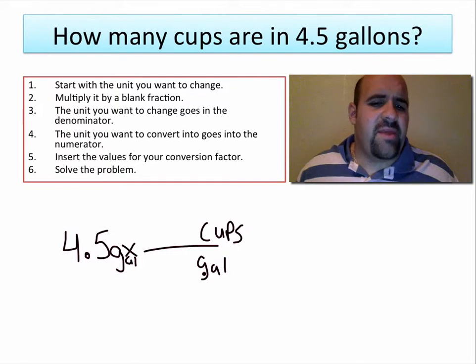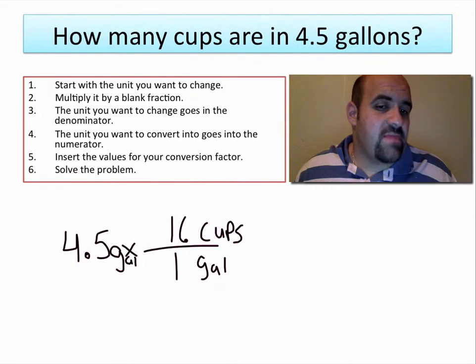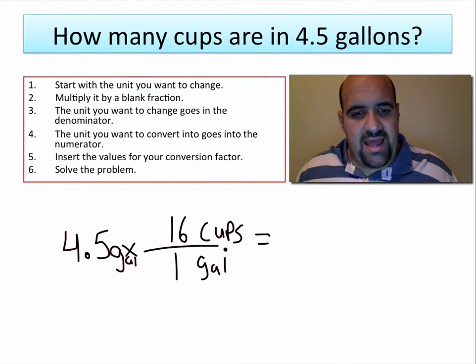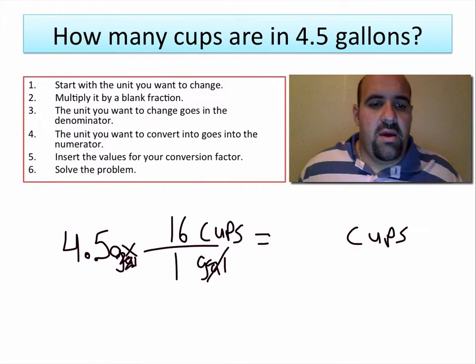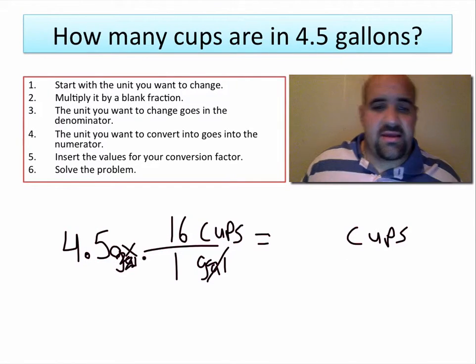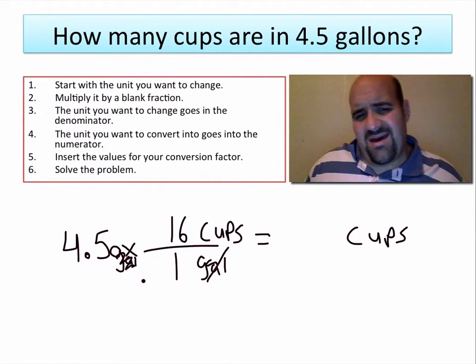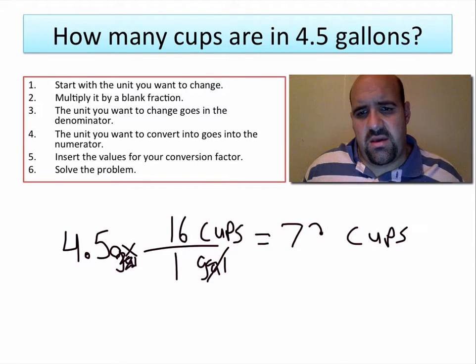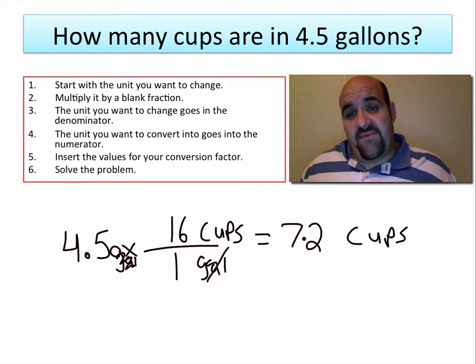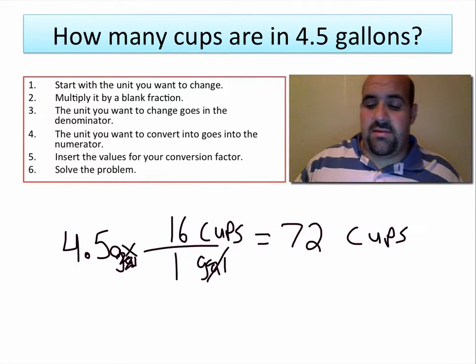And you might not know how many cups are in a gallon. You might have to look that up. But I know that 1 gallon is 16 cups. And of course, the gallons cancel. So we're going to be left with just cups in our answer at this point. 4.5 times 16, that's going to be 40, 24, 64, and 8 should be 72 cups. And there are 72 cups in 4.5 gallons.